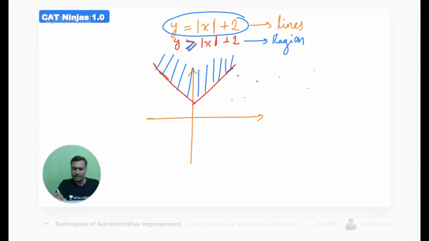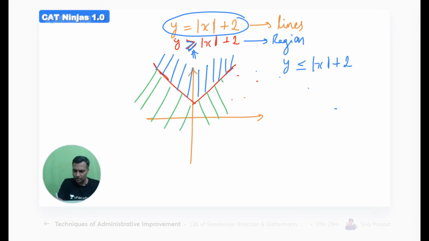So whenever you find an inequality, you should be talking about the region. Same equation, what if it was y is less than or equal to mod x plus 2? Then I will be talking about the region below this. What is the point I'm trying to say? If you find equality, it talks about the lines. If you find an inequality, it talks about the region.